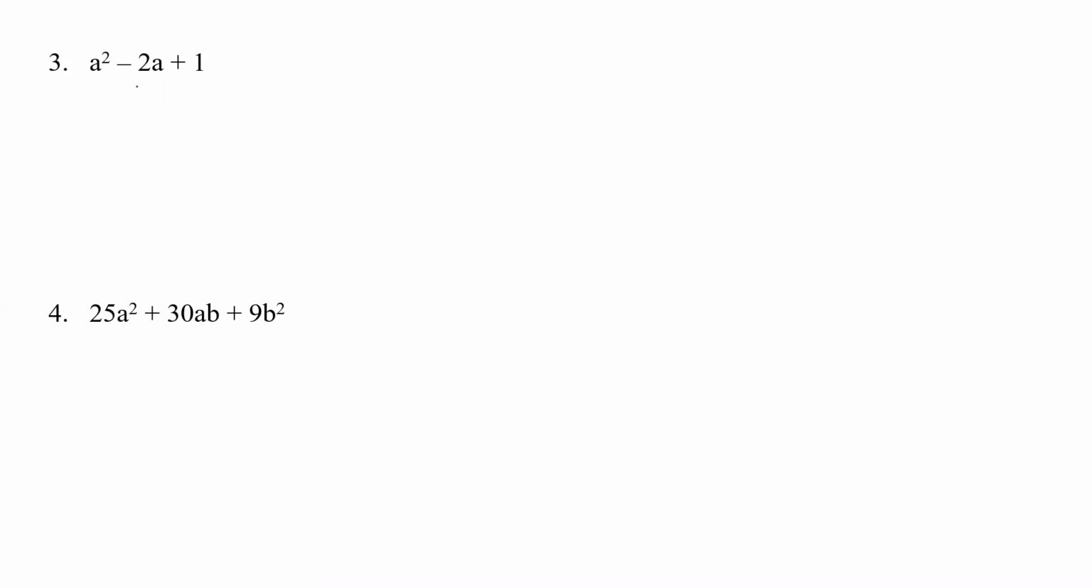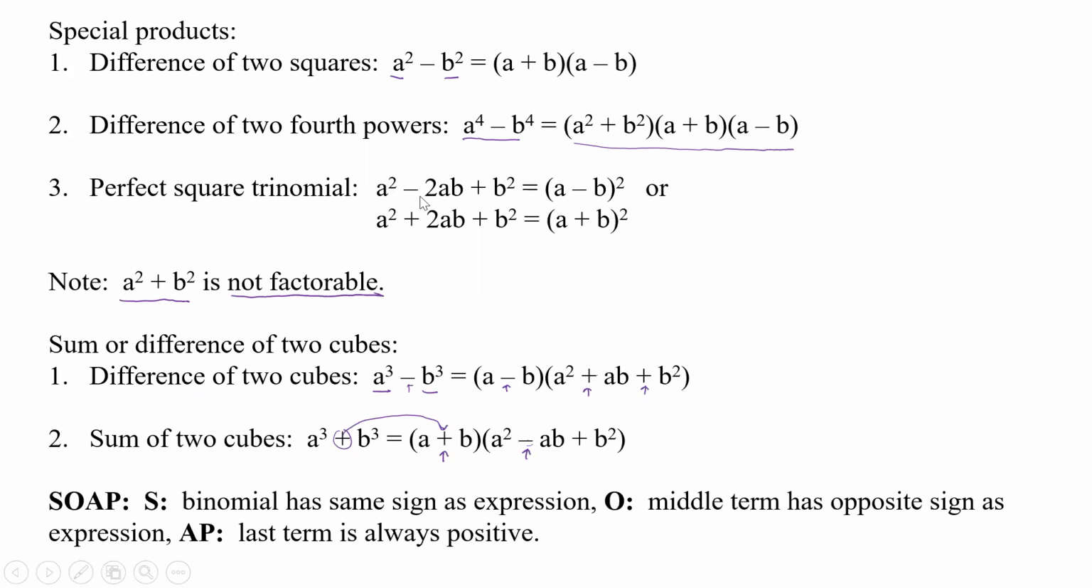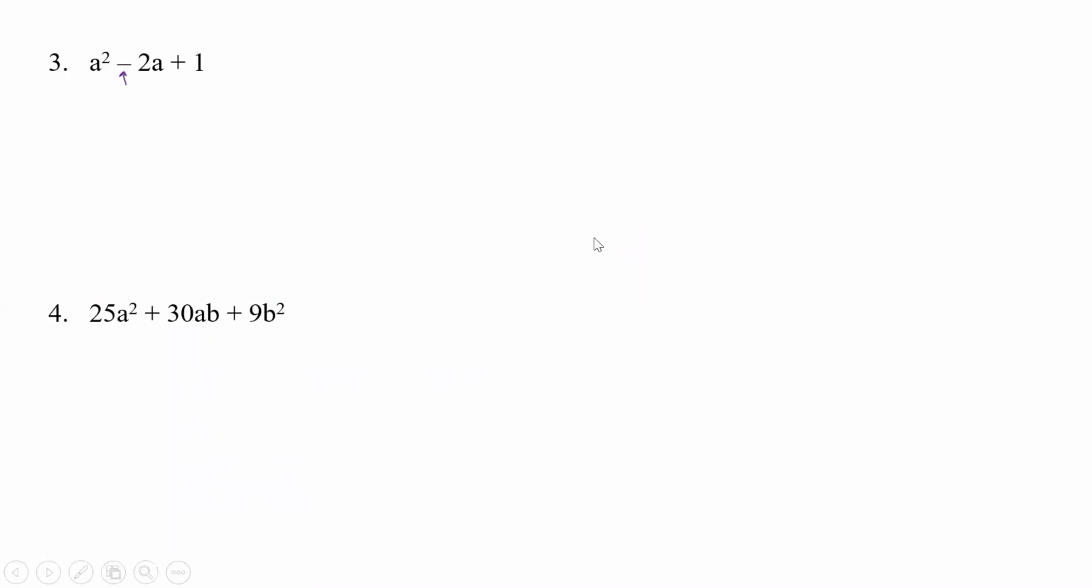Now this one looks like a perfect square trinomial with the middle term being negative. Now if you can't remember what that looks like, with the middle term being negative, we just get a minus b, the quantity squared. Well, what I'm going to do is also look at it as, well, I know it's going to be a and a.